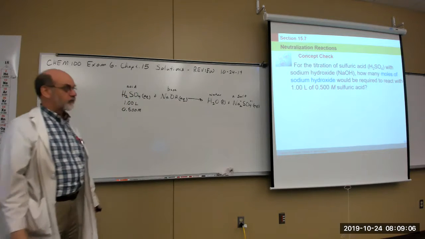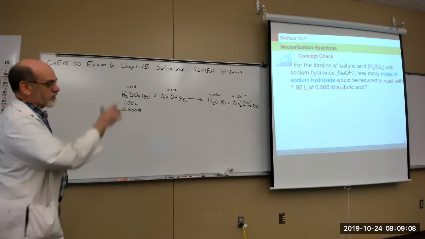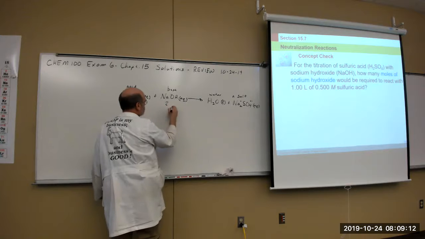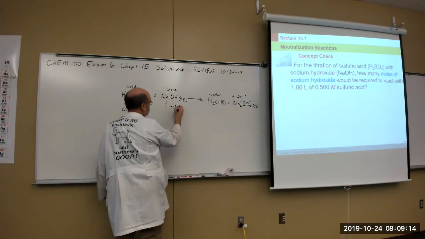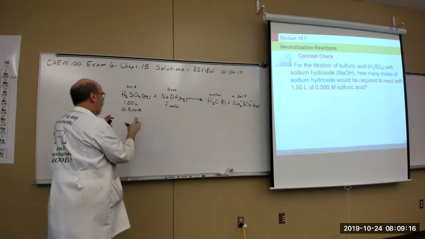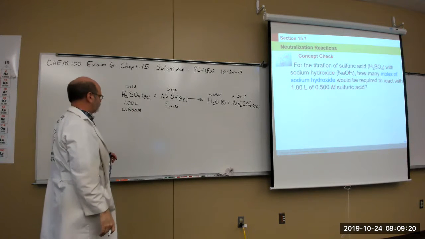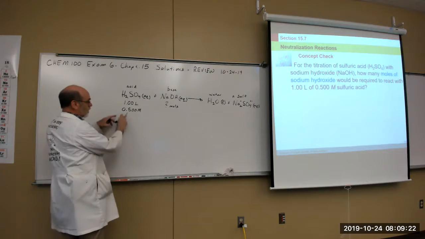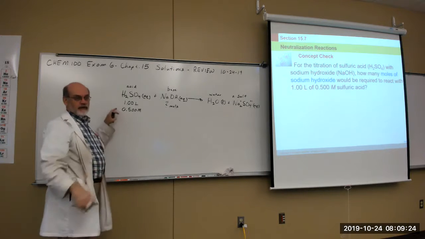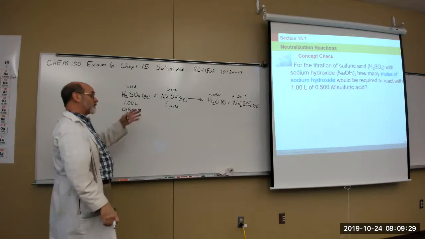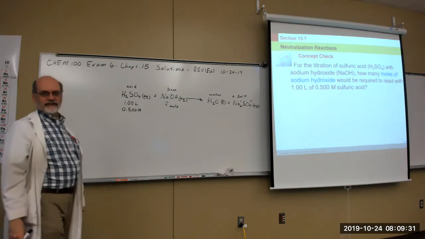Yep, that is true. So the question for this problem is, how many moles of sodium hydroxide are required to neutralize this much sulfuric acid? So what do we need? We need to know how many moles of sulfuric acid are here. Well, actually, we need a balanced equation first, don't we?